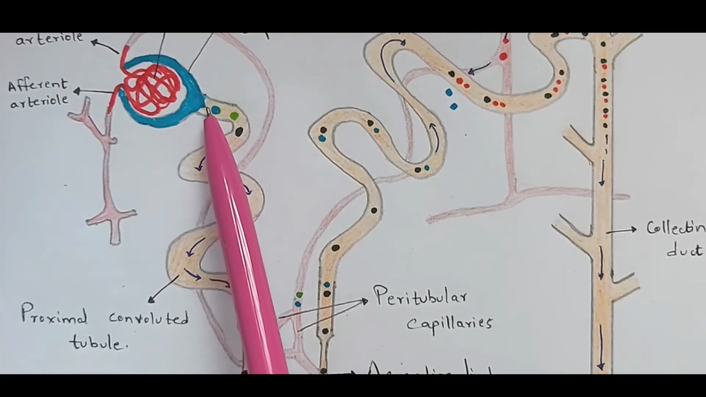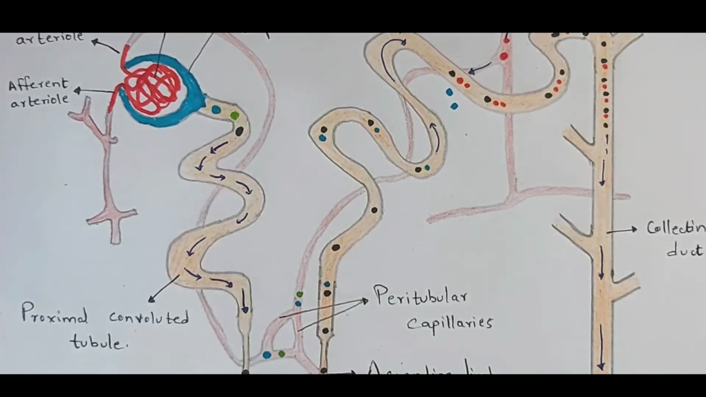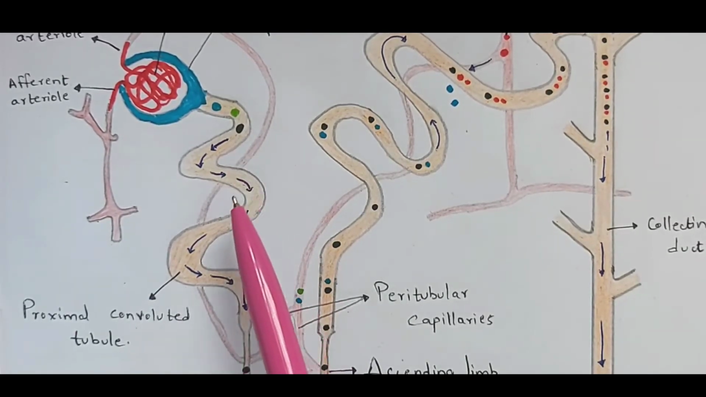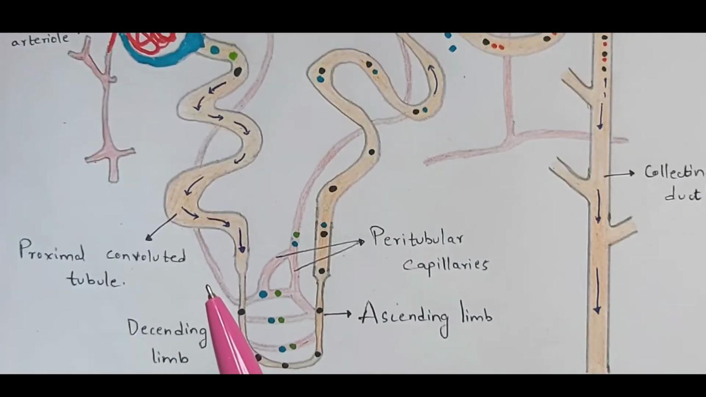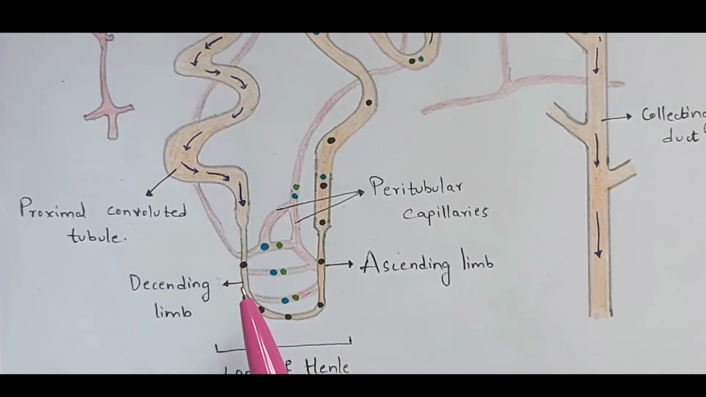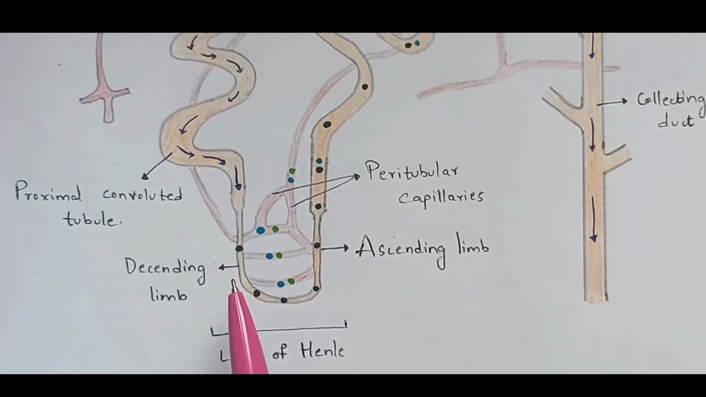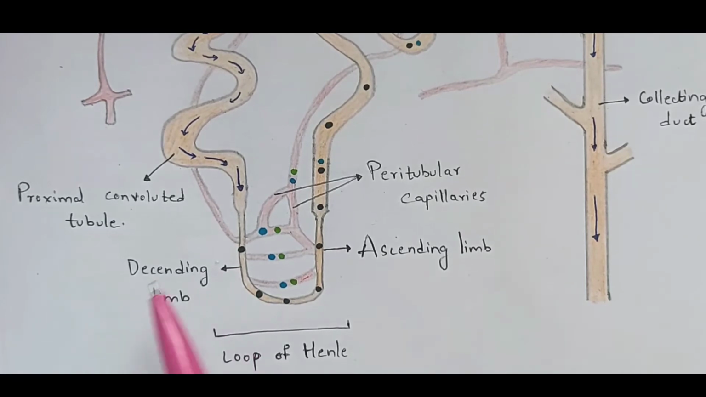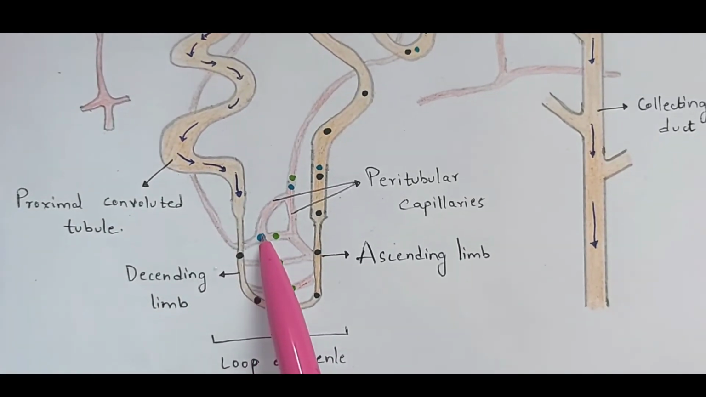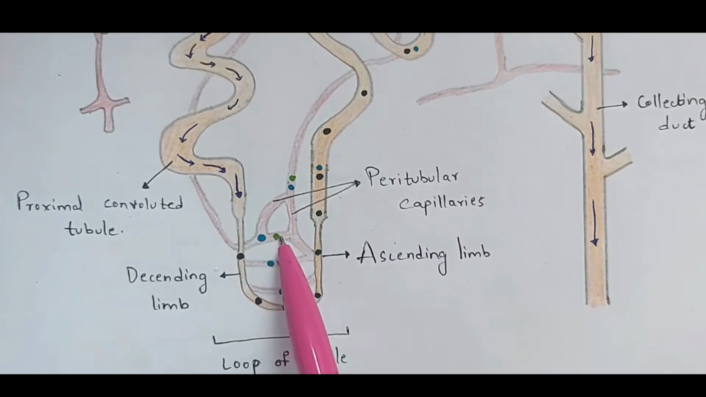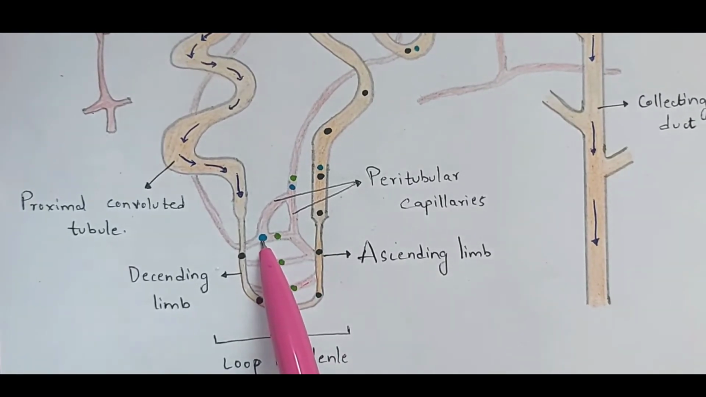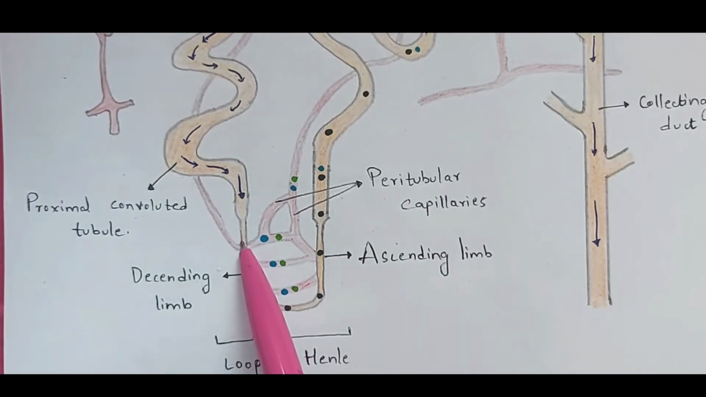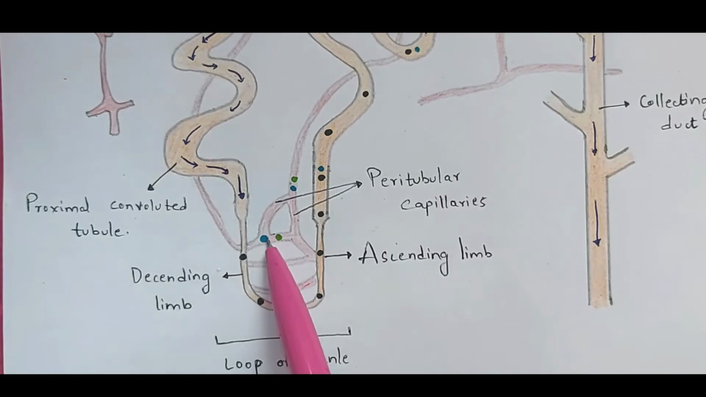So now all of these molecules will be released out into this proximal convoluted tubule, and then they move toward this loop of Henle. Here one of the most important things will be done. The blue color is a water molecule, right? And the green color is nothing but the salts. So the water molecules as well as the salts will be absorbed from this proximal convoluted tubule into the blood capillaries.